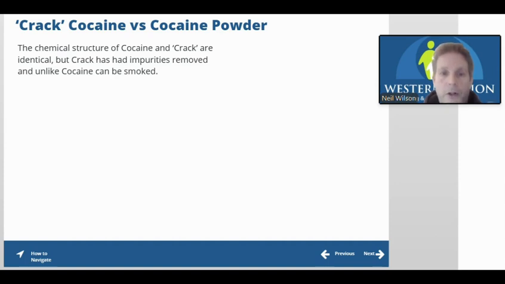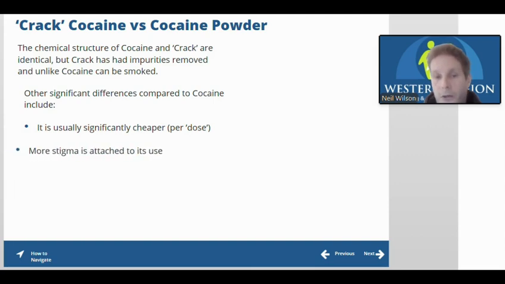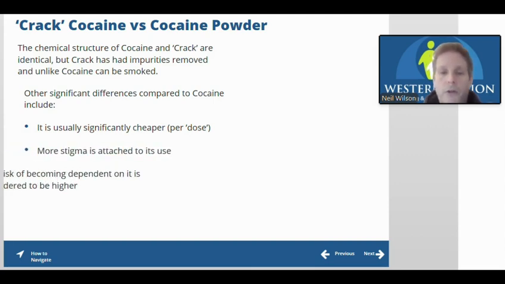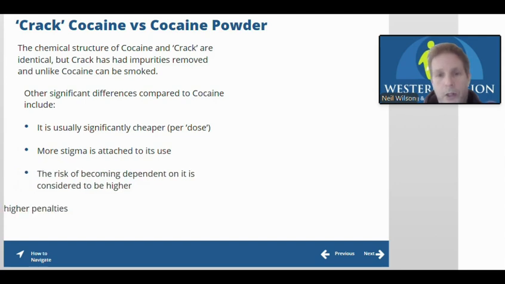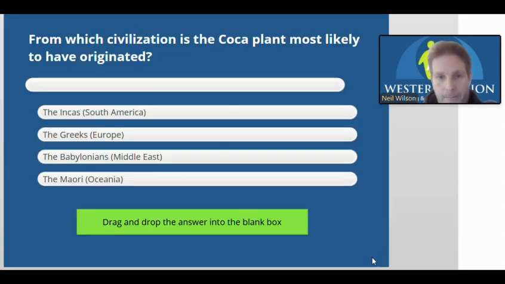As I said, the chemical structure is the same, and this removes some of the impurities but makes it into a stronger, more powerful product than cocaine. It's often cheaper, although its users often have more stigma attached to their use. It also seems that people are more likely to become dependent on it, and in many countries the penalties involved for possession or dealing are much higher than those of cocaine. In this module, we will, however, be focusing on the traditional form of cocaine rather than crack.